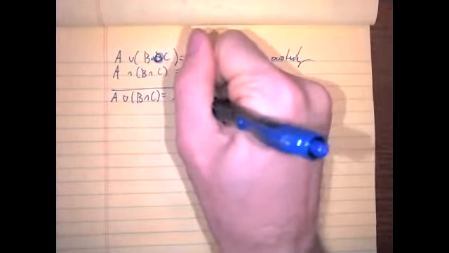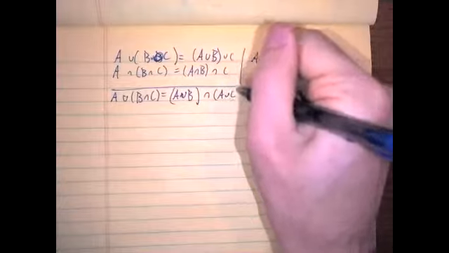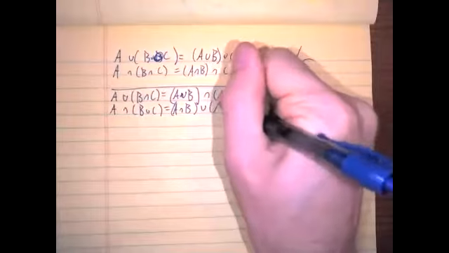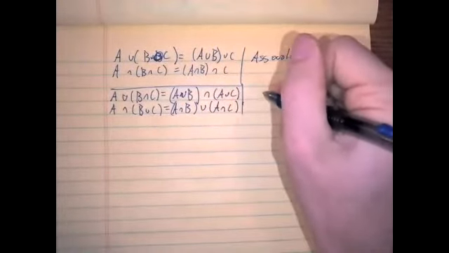We have distributive laws, so A union B intersect C is equal to A union B intersect A union C. And similarly, A intersect B union C is equal to A intersect B union A intersect C. So these are distributive.